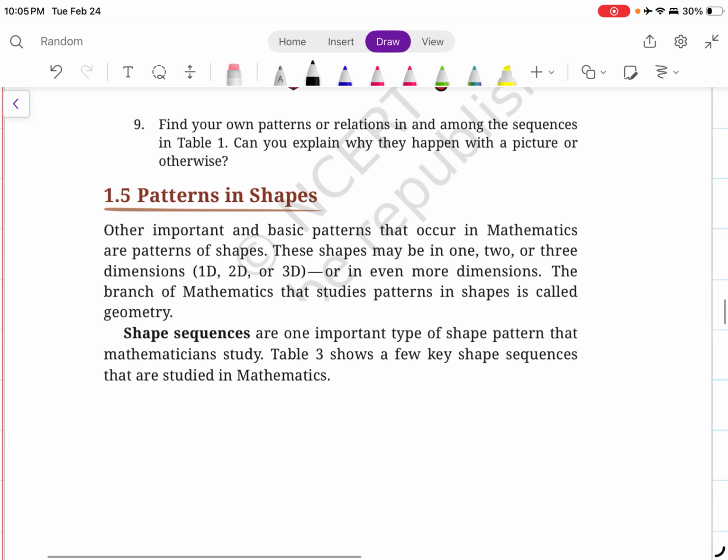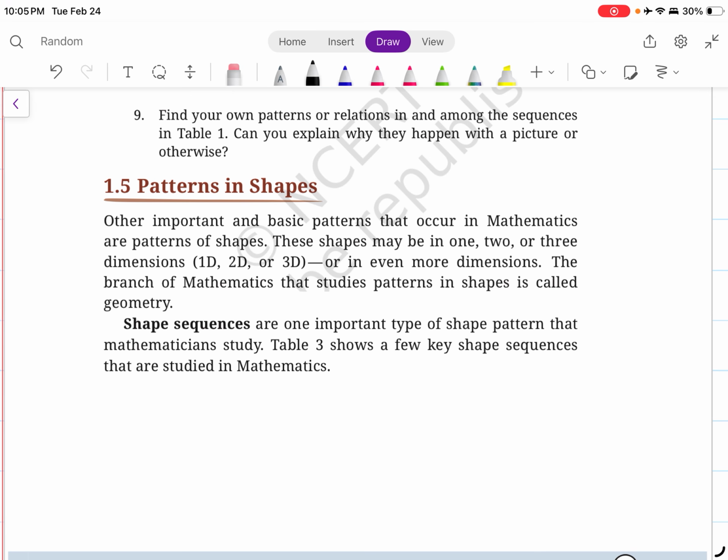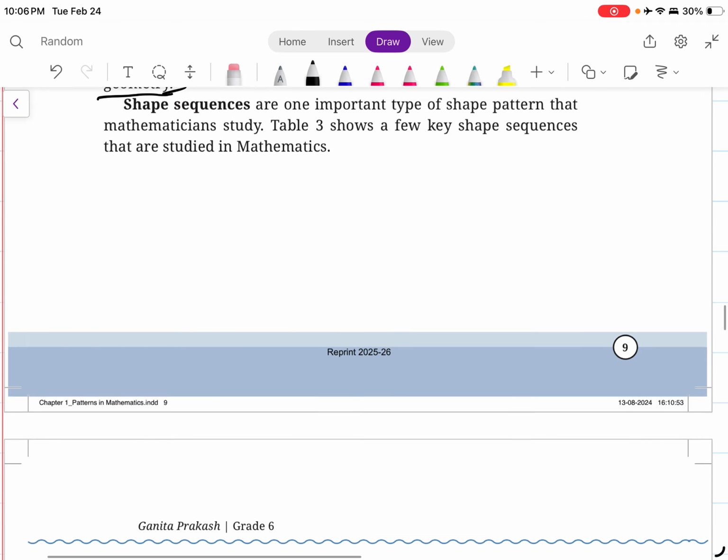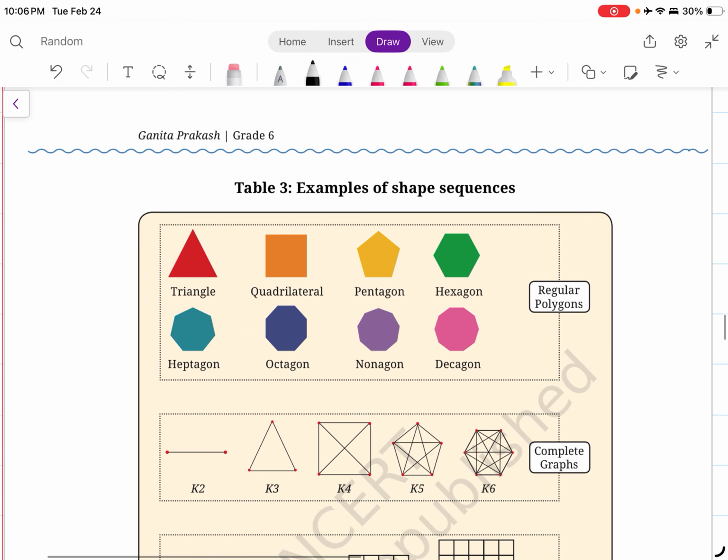Patterns in shape. Another important and basic part that occurs in mathematics is patterns of shape. These shapes may be 1, 2, 3 dimensions, 1D, 2D, 3D, or even more dimensions. The branch of mathematics that studies patterns of shape is called geometry, which we will see later. Shapes and sequences. One another important type of sequence mathematicians study is shape sequences. Following are a few key shapes and sequences that are studied in mathematics.